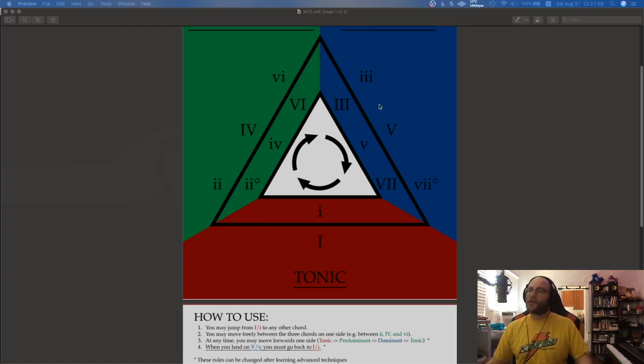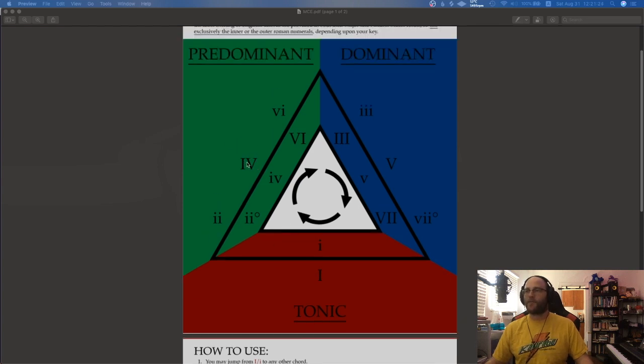Same with this side. You can jump between 3, 5, and 7 at will, and outside of maybe the 7, these can work pretty comfortably together. At any time you want, you can rotate forwards or rotate clockwise from tonic to predominant, from predominant to dominant, or dominant back to tonic.